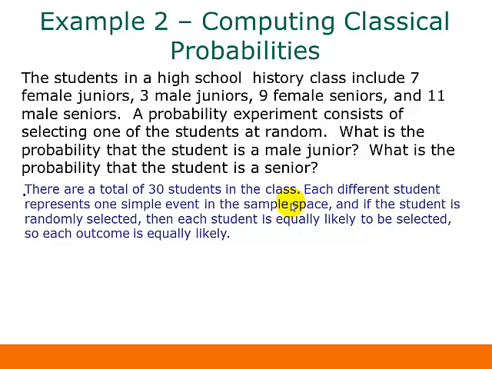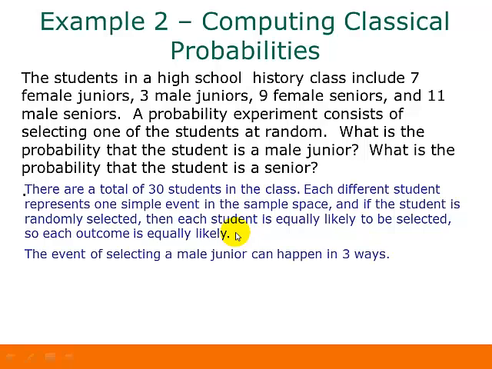If our student is randomly selected, then each student is equally likely to be selected, so each outcome is equally likely. Now, the event of selecting a male junior can happen in 3 ways because there were 3 male juniors in the class. So it could be any one of those 3 boys. That means the probability of this event is 3 divided by 30, which was the number of outcomes in our sample space. So that's the same as 0.1 or 10%.